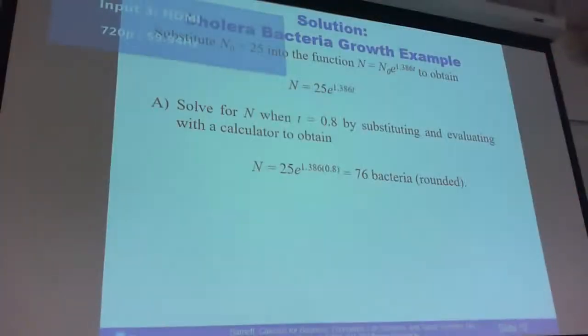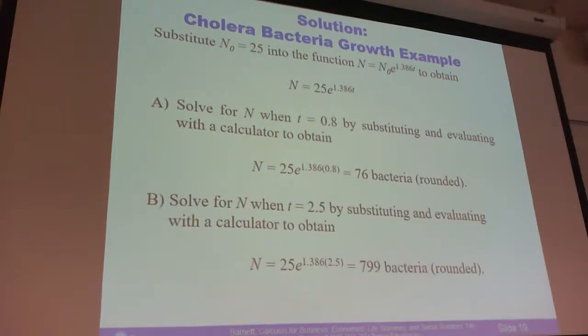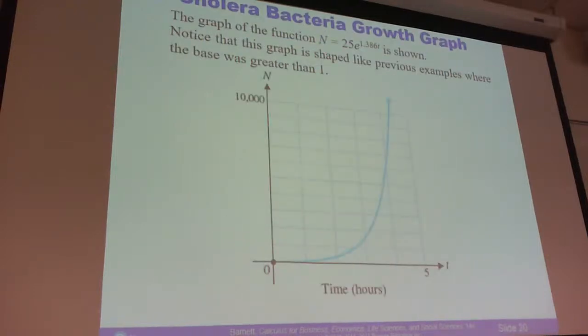So the first one gives you about 76. Second one gives you about 799. And again, we're just learning the calculator stuff along the way. If we graphed it, that's what it would look like, with a window of 0 to 5 and 0 to 10,000. So you can see how it grows really quickly.